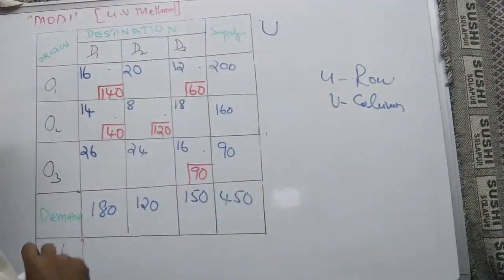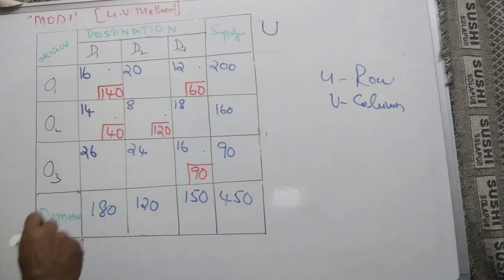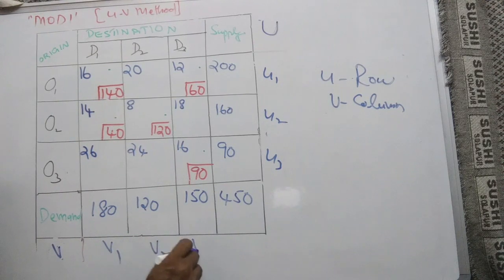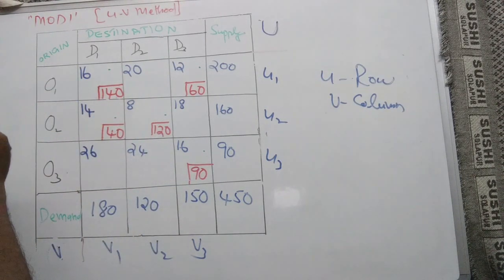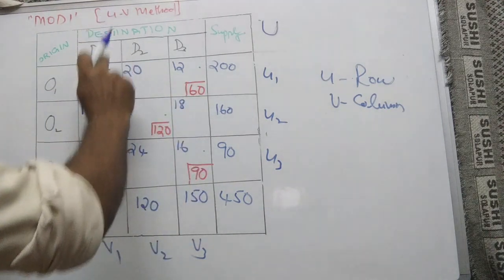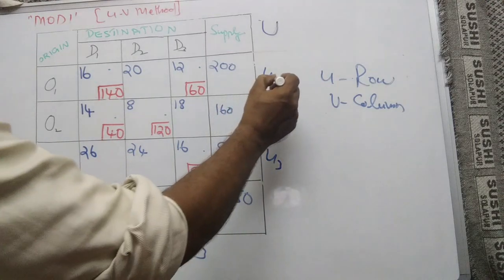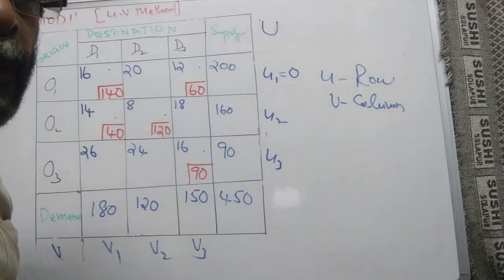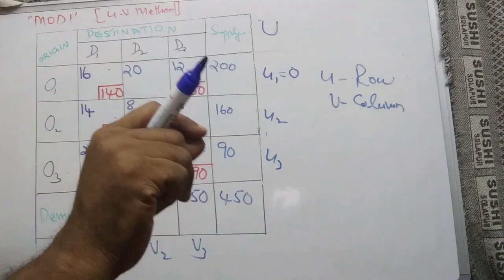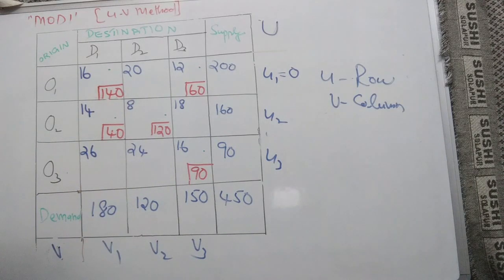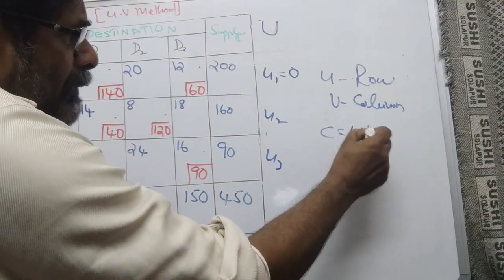Let's start U here, V here. For the rows we calculate U1, U2, U3, and here V1, V2, V3, for allocated cells. There are two allocations in one row, one allocation, two allocations. Start with an arbitrary allocation. For convenience, I assign U1 equal to 0. That's arbitrary; you can assign anything. For simplicity, I assign 0. Why do you take the first row? There are two allocations. It is better to assign an arbitrary 0 to the row or column having the largest number of allocations. Then C is equal to U plus V using this method.